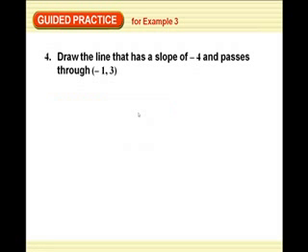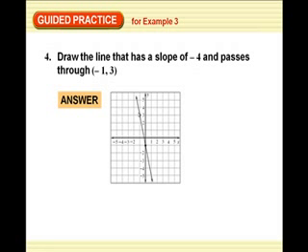Draw a line that has a slope of -4 and passes through (-1, 3). So you plot (-1, 3), which is right here, plot that point. And you're going to write this as a fraction, -4 over 1. So you're going to rise -4, 1, 2, 3, 4, and run 1. So there's my -4, and there's my 1. So that's why the line goes that way, and it is a negative slope.